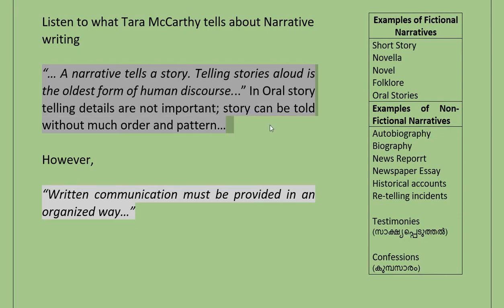You are familiar with the oral narratives, people sitting together and telling stories. So when you tell stories like that, the details are not important. You can tamper with the order of happening. However, in written communication, the order of telling, the sequencing is very important. It should be given in an organized way. So that was the opinion given by Tara McCarthy on narrative.